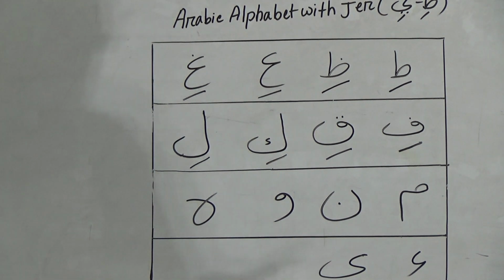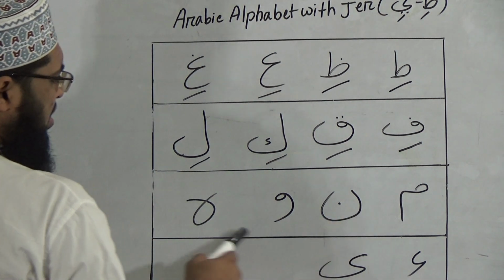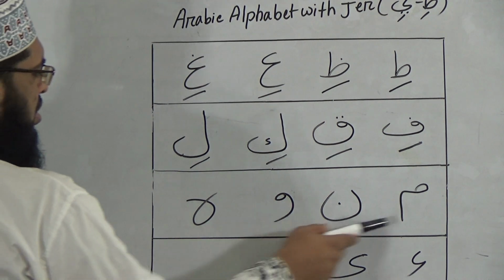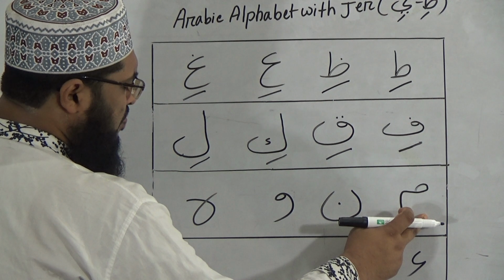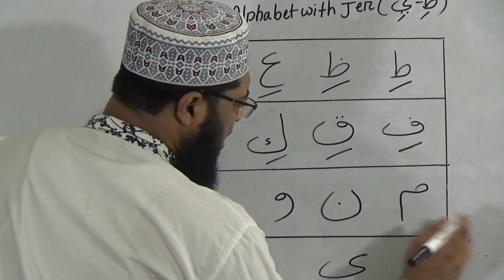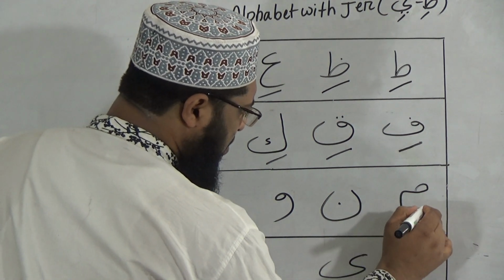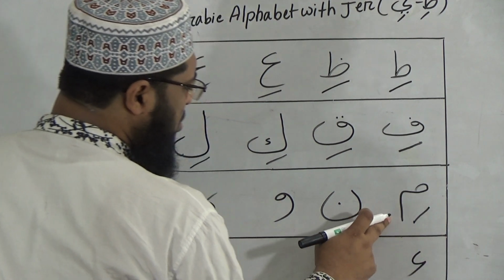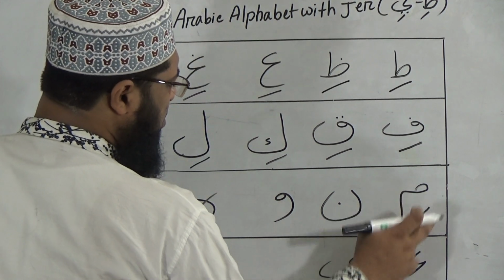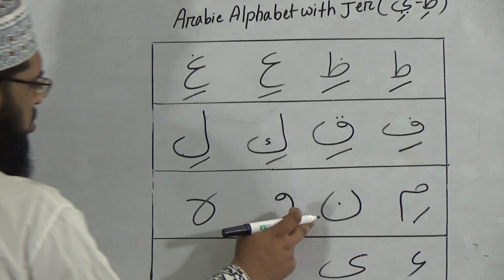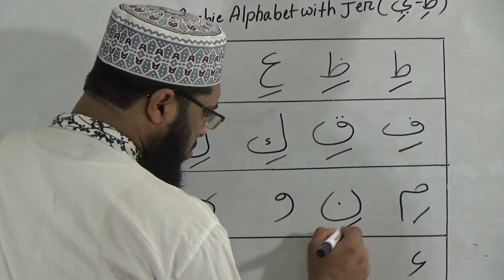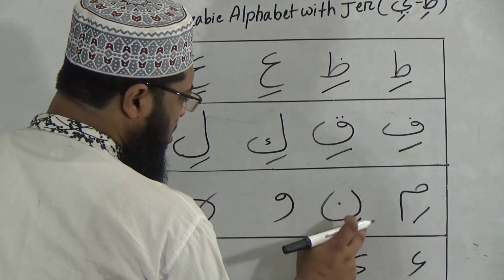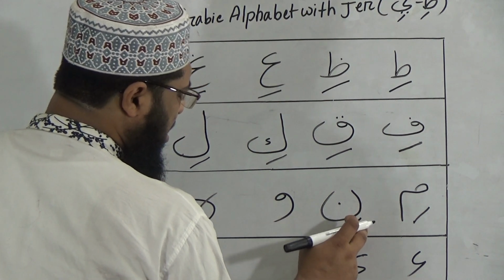Okay, my dear students, this line has four Arabic alphabets also, and you know that this one is called Mim. Now I am putting a Zer under the Mim, and you have to pronounce this one Mim Zer Mi, Mim Zer Mi. Now this one is Noon. Now I am putting a Zer under the Noon. Noon Zer Ni, Noon Zer Ni.